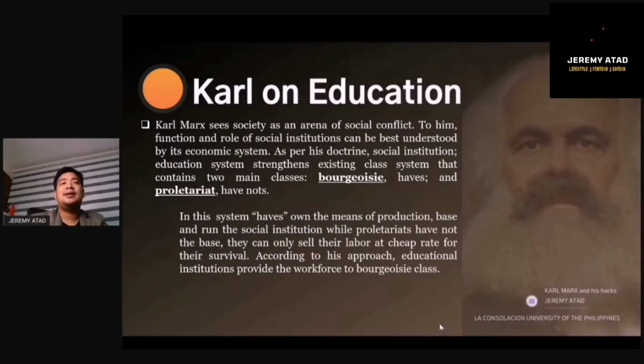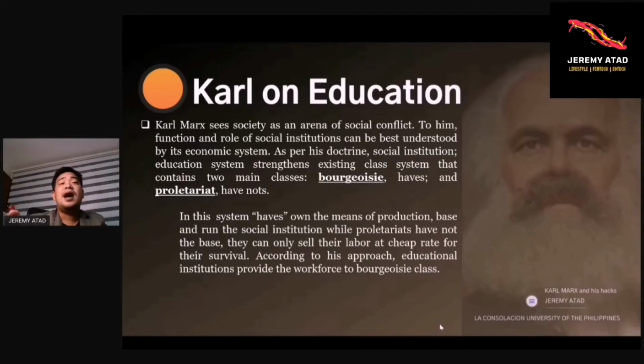Karl Marx sees society as an arena of social conflict. To him, the function and role of social institutions can be best understood by its economic system. As per his doctrine, the social institution of the education system strengthens the existing class system that contains two main classes, the bourgeoisie, the haves, and the proletariat, the have-nots.